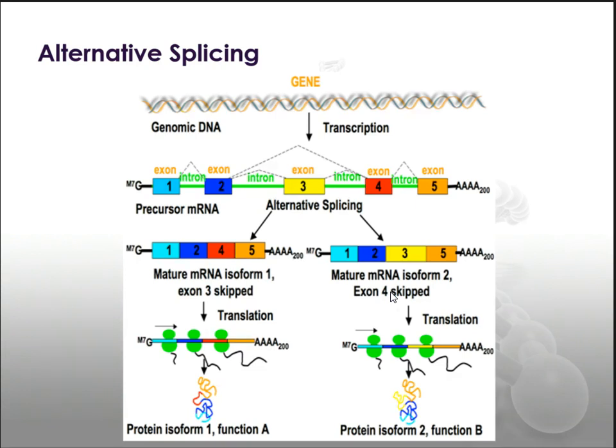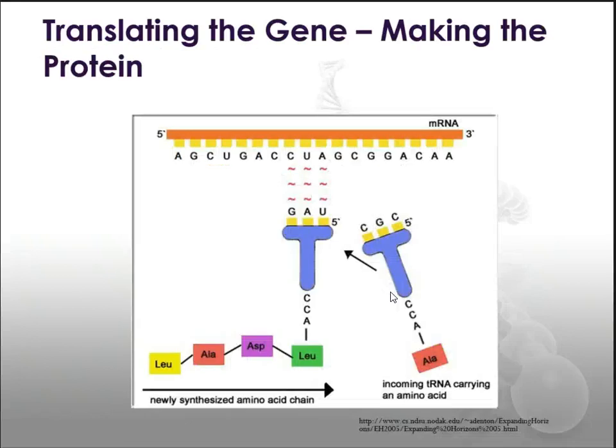So if you have, say, 20,000 genes in the human genotype, you have somewhere between 100 and 150,000 different kinds of proteins. Well, that means that those genes are being cut in different ways, and it's called alternative splicing, and it's very cool. Okay, now, once you get your mRNA, it's going to leave the nucleus, and it's going to be translated into a protein.